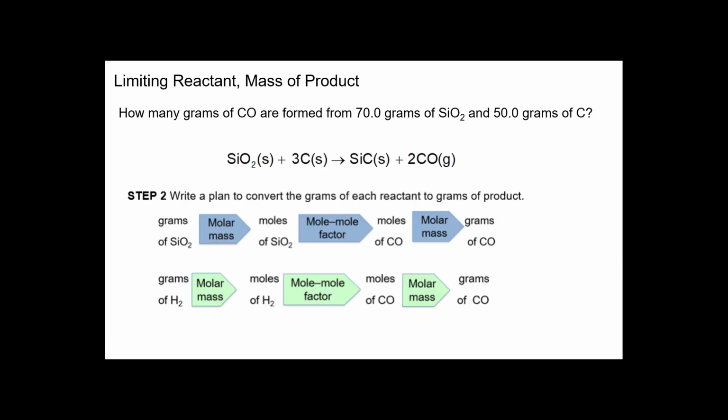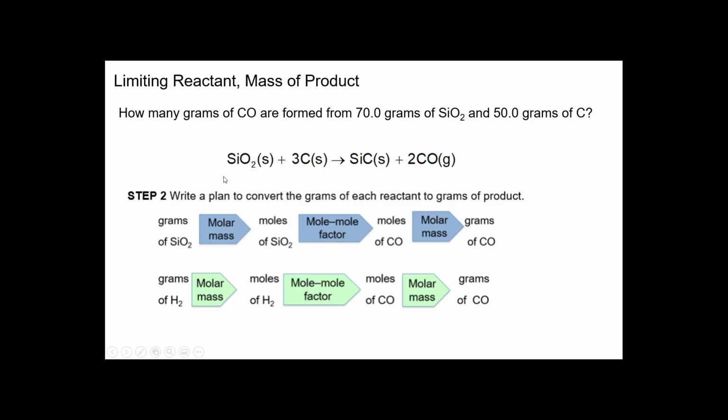I skipped a slide. Okay, so here is the same. We're just expanding on two more steps. So we're starting out with grams for both of these. We have to use the molar mass for each one. Then we get the moles of each one. Then we look at the mole to mole factor, and then the moles of CO, molar mass for the product, and then grams of the product. And you'll do the same exact steps for each reactant. The only difference is you'll use the molar mass for this one, the molar mass for this one, and the mole to mole ratio may be different.